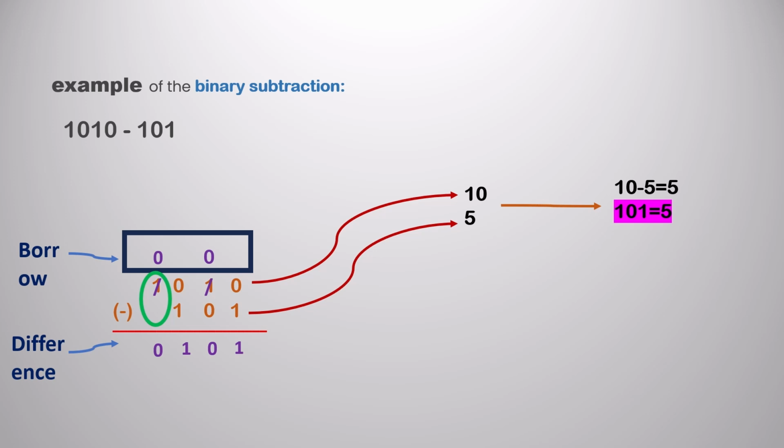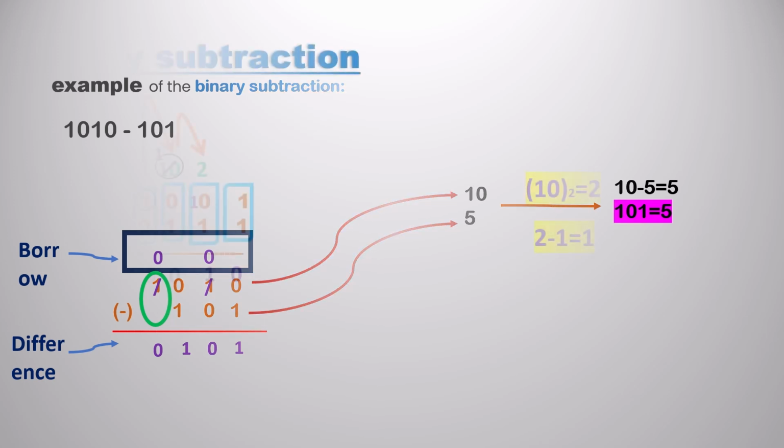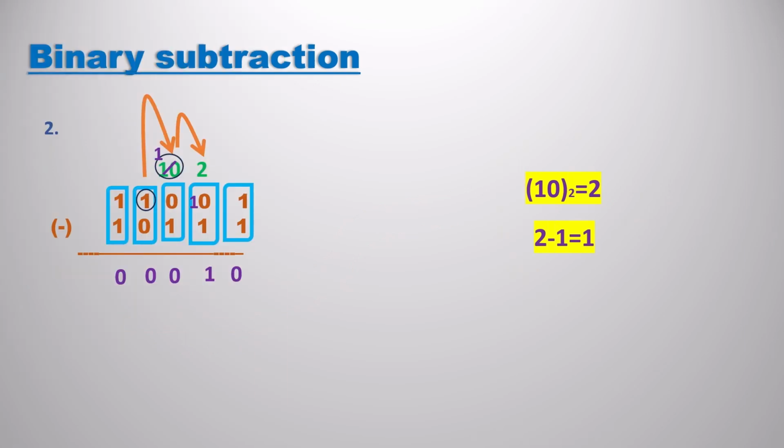We can also compare: the top one is 10 and the bottom one is 5. So 10 minus 5 is 5. The output is 0101, that is 101. Basically 101 means 5 in decimal form. So let's see another example.